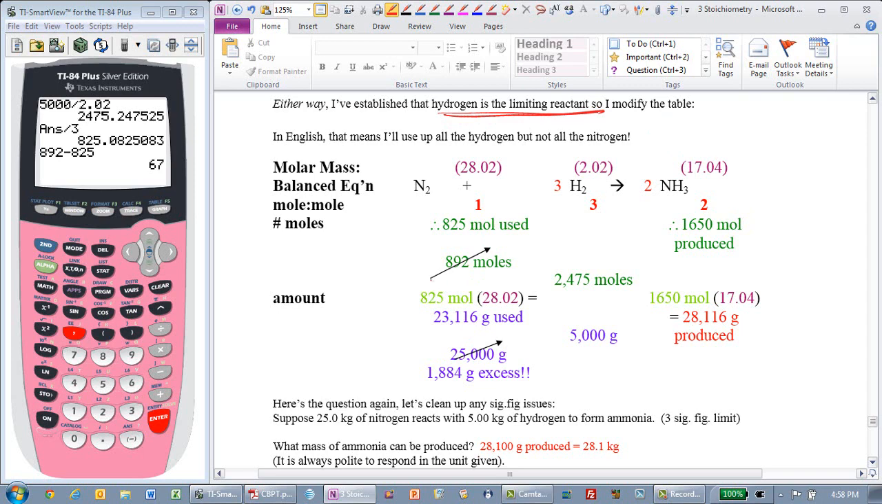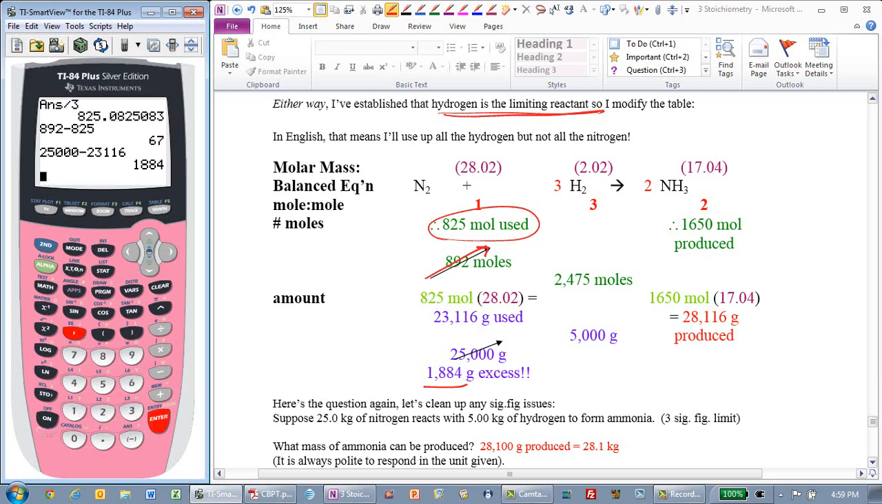So I'm going to modify the table, and this is my crossing out, and so I'm not going to use this much. I'm going to use the 825, and the amount of that 825 means 23,116 grams were used. They had given me 25,000 to start with, and so 1,884 grams excess from subtraction. 25,000 minus the 23,116 that 825 moles yields at a molar mass of 28.02 is 1884. Check. That's where that came from.